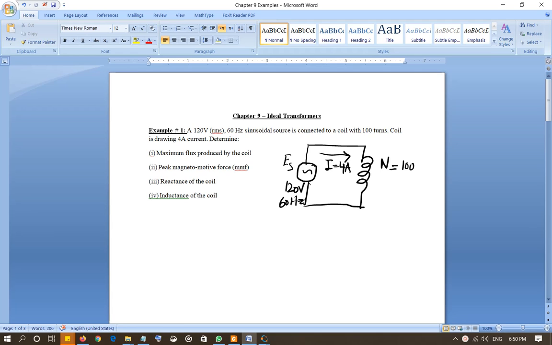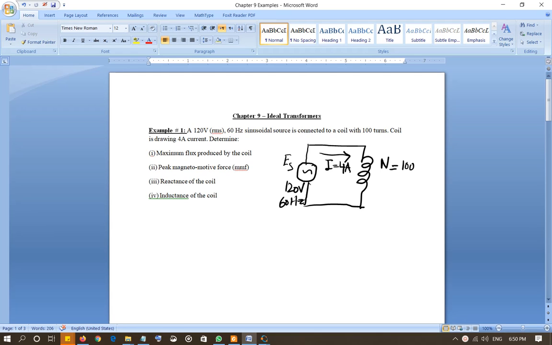Alright, so let's discuss example number 1 of chapter number 9. So we have a 120 volt source, 60 hertz frequency, and RMS value is given to us, and we have a coil with 100 turns. Coil is pulling 4 ampere current. Of course, since the source is RMS, the value of current is also given in RMS.